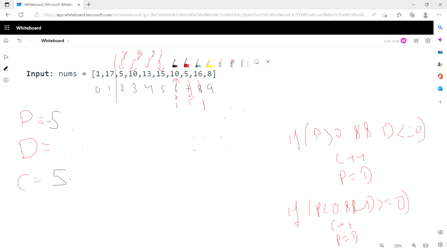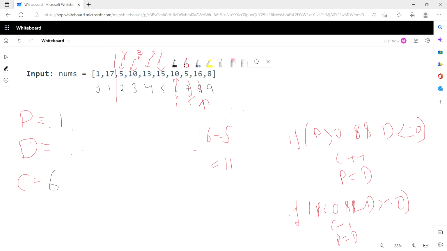This one, 16. So 16 minus 5 is what? 11. Okay, so the current difference will become 11. Now you can see previous is negative, and current is greater than or equal to 0, so it's positive. So we just simply increment the count. First of all, the count will become 6. And we have to move the previous to the current difference. It will become 11. Okay, sorted.